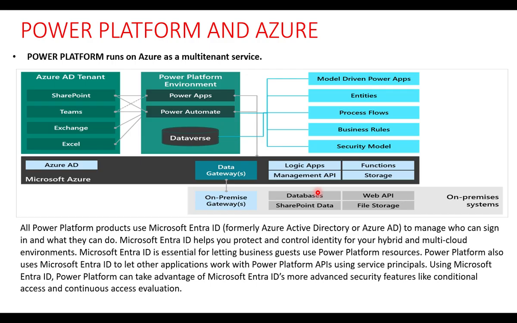Now coming to Power Platform and Azure. Power Platform runs on Azure as a multi-tenant service. As you can see on the diagram, here it is mentioned as AD tenant, but it is renamed to Entra. So this diagram is not updated, but you can think of it as Entra. Okay. And it's connected to Power Platform environment, Dataverse, and so on. So all Power Platform products use Microsoft Entra ID, which was formerly called Azure AD. Okay. So unless you have Microsoft Entra ID configured, you cannot access Power Platform products, even Microsoft 365 products. Okay. So Entra ID is a must.